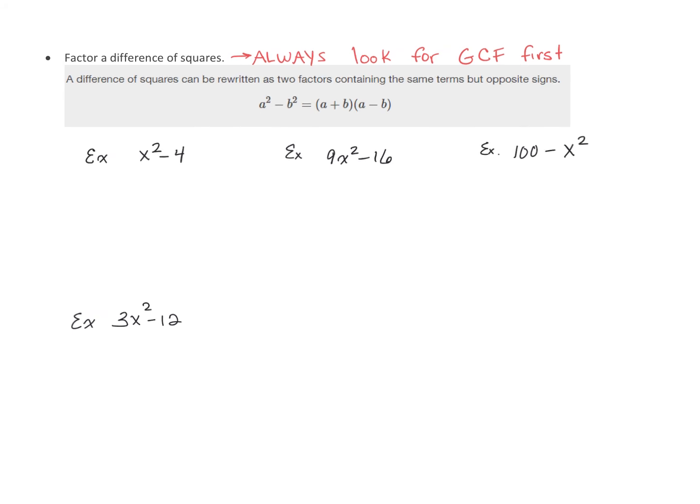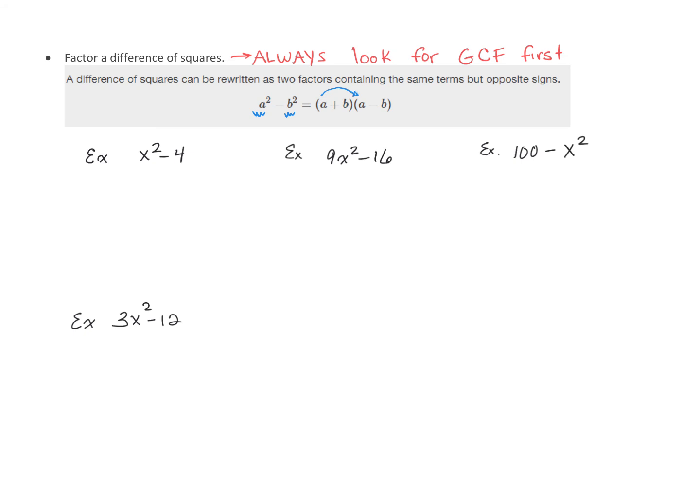We want to do the difference of two squares. So a difference of two squares is exactly what it says. It's a perfect square minus a perfect square. And what we know is that that will factor as a plus b, a minus b. And I want to show you why.